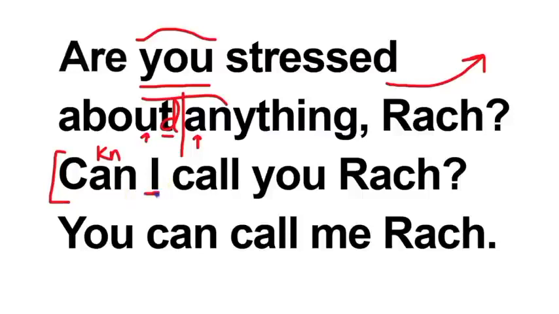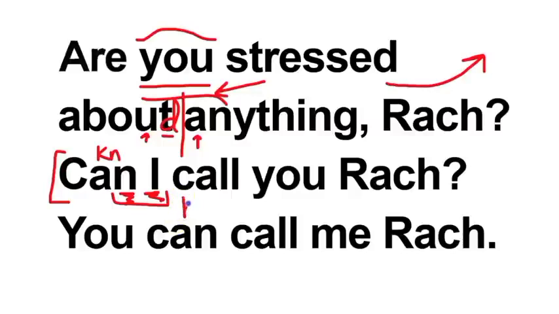When a word begins with a vowel and the word before ends in a consonant, this is an easy time to link, just like up here when we used a flap T to link. Can I, can I, can I. Linking an ending consonant to a beginning vowel helps smooth out the line. Can I? Can I call you Rach? You can call me Rach.